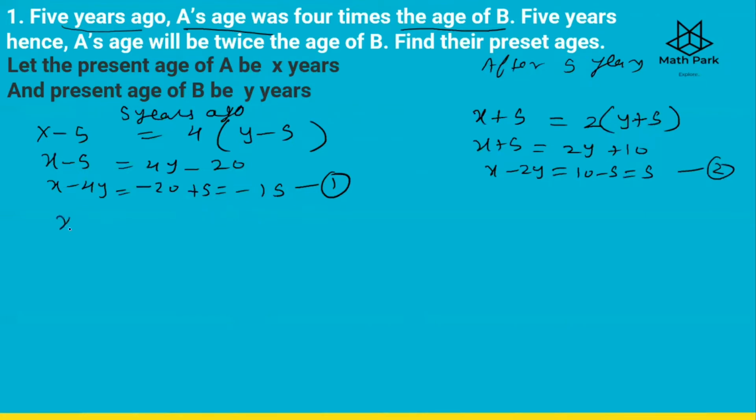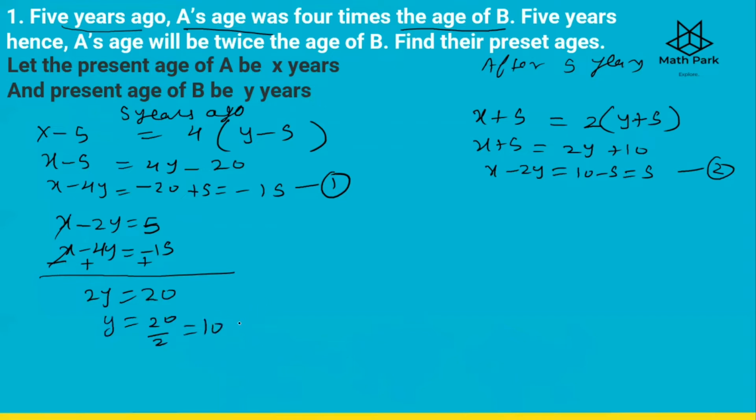So we have X minus 2Y is equal to 5 as our second equation, and the first equation was X minus 4Y is equal to minus 15. The coefficient of X is 1 in both, so we subtract, changing the sign of the next equation. Minus 2Y plus 4Y is 2Y, and 15 plus 5 gives 20. So you get Y is equal to 20 upon 2, which is 10. So we got B's age as 10 years.